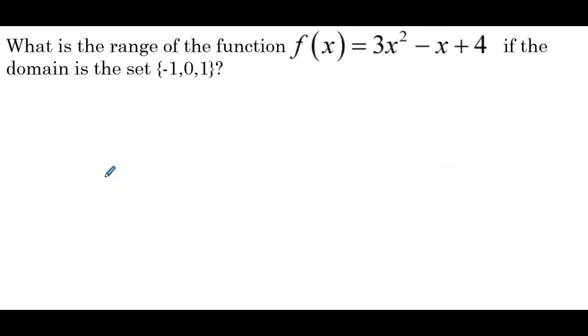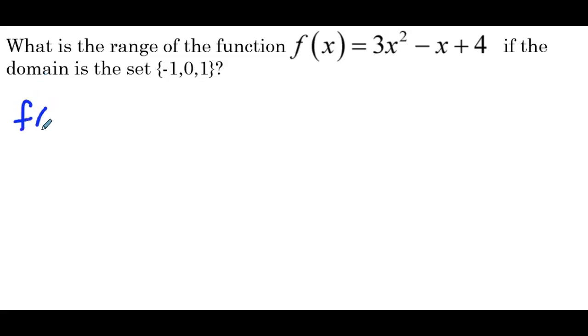What is the range of the function f of x equals 3x squared minus x plus 4 if the domain is the set -1, 0, and 1? So they've given us our set of inputs, they've given us our function defined algebraically. We need to figure out the set of outputs, or the range. So we can do that by evaluating the function at each of our inputs.